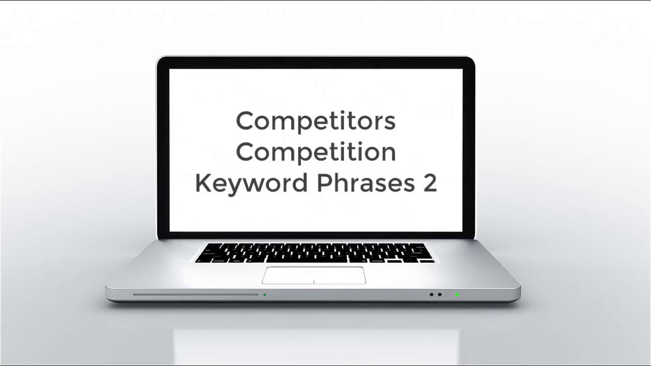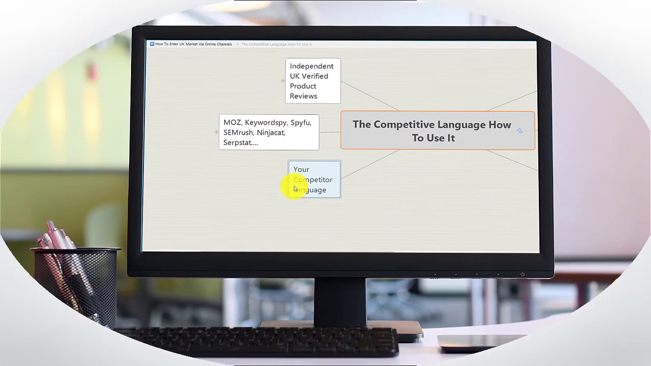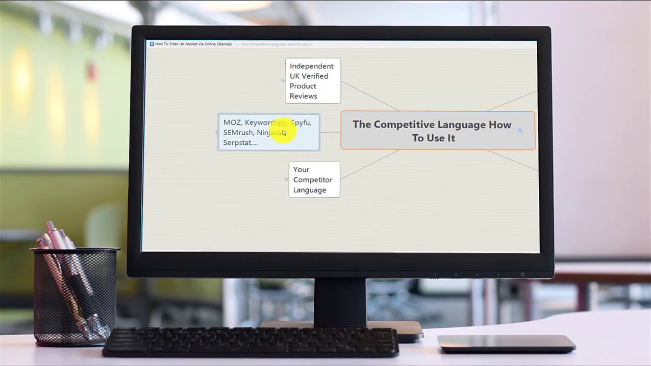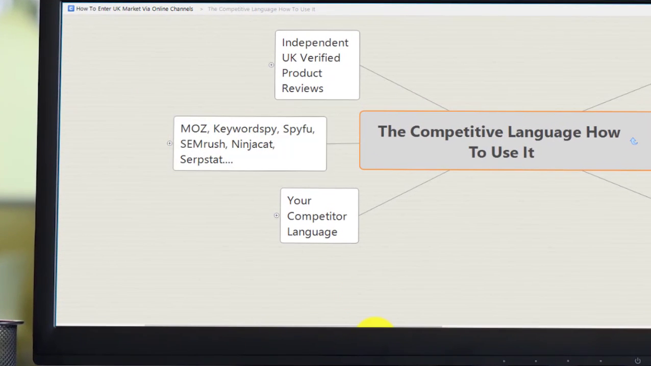Okay, so you will have used the Moz rankings from the competitor language, or you will have gone somewhere else. Now, you've got Moz, you've got Keyword Spy, you've got SpyFu, SEMrush, NinjaCat, SERPstat. All of these bits of software will give you some or all of the elements that the Moz software gives you. As I said, you can download, I believe, a trial version of Moz before you go for the paid trial, which is 1 month.